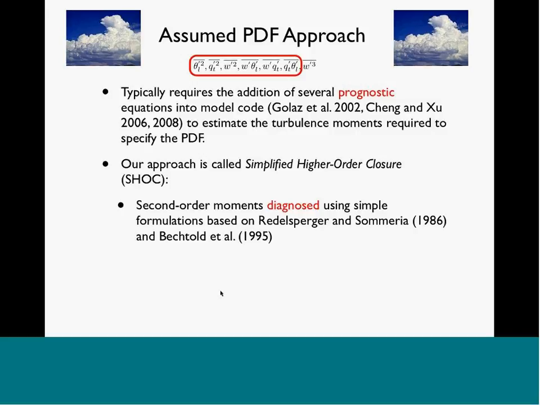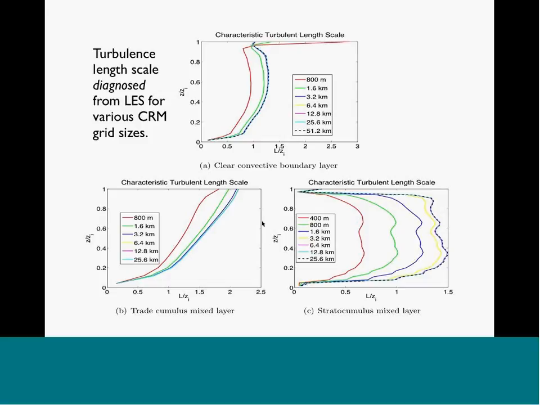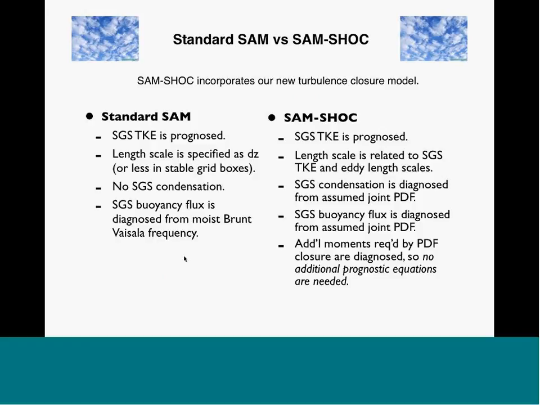And the other thing that we do that's relatively an advance over other previous methods is we adopted some ideas from Teixeira and Cheinet for the length scale, and we formulated a general length scale that is an improvement upon previous ones, the Blackadar length scale in particular. And this helps make our scheme general, and in a sense makes up for some of the lack of prognostic moments. So this is a slide that just shows how we predict the moments. I'm going to skip that in the interest of time.